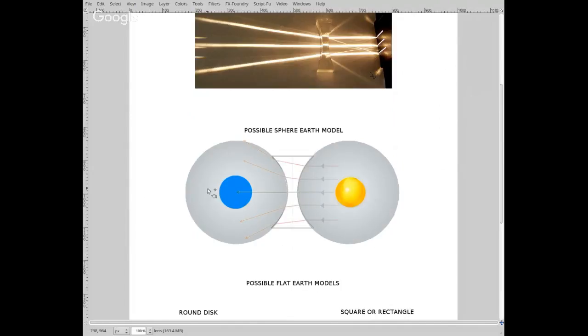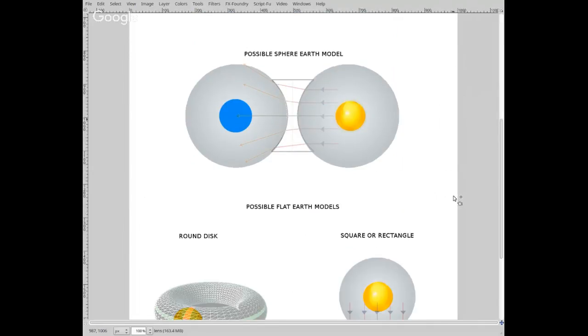That can be achieved by putting a round spherical medium of some sort, magnetic or optical or whatever, to cause a difference in density so that the light will bend in this way when it comes from the sun to the Earth. Okay, now that takes care of any ball model.